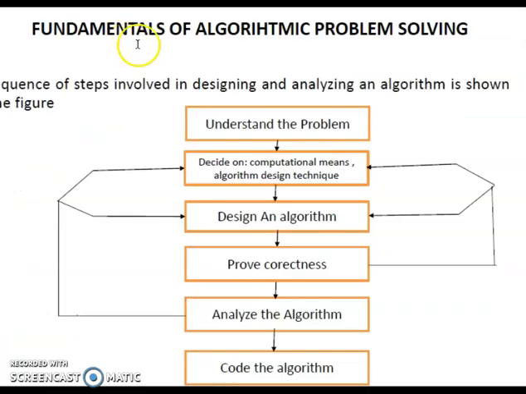What are the fundamentals of algorithmic problem solving? A sequence of steps involved in designing and analyzing an algorithm is shown in the figure. First step, we have to understand the problem. Second step is decision making: decide on computational means and the algorithm design technique. Third one is design an algorithm. Fourth one is prove the correctness. Fifth one, analyze the algorithm. Sixth one is code the algorithm. This is the fundamentals of algorithmic problem solving.